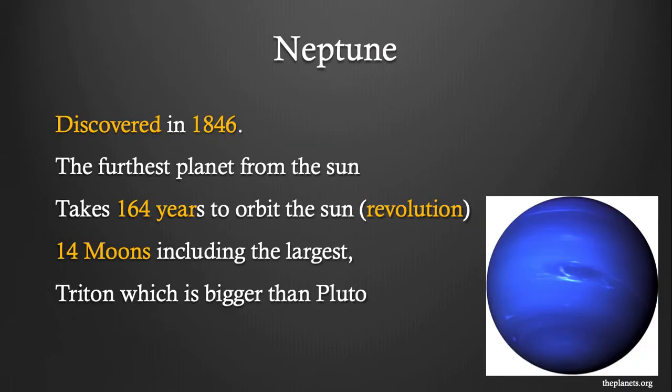Neptune was discovered later in 1846. It's even further away. It is the furthest planet from the sun. It takes 164 years to orbit, Earth years that is, and then it has 14 moons, including the largest, which is called Triton, and that's bigger than Pluto. And of course, Pluto used to be considered a planet, but it's not anymore.